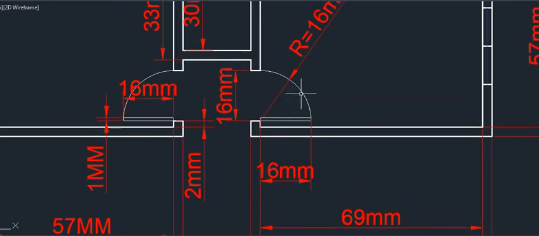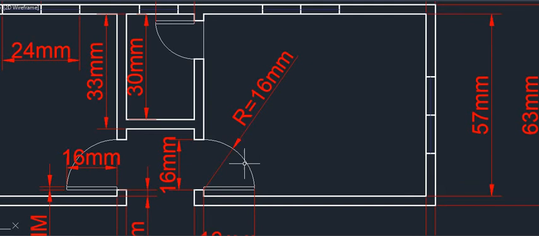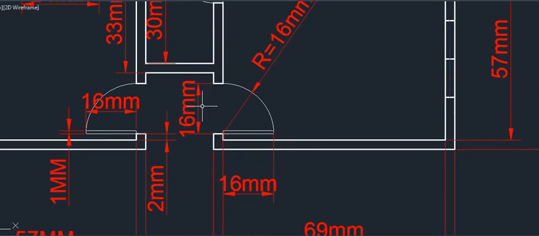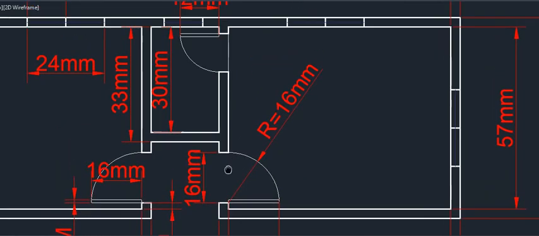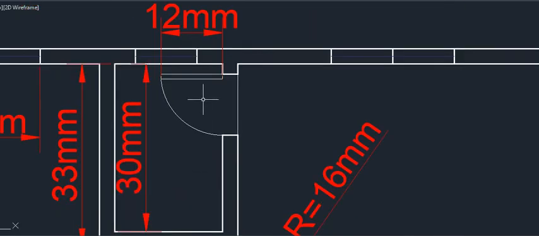And then the radius for the door opening or the door swing is just the same as the measure of our opening. So 16 millimeters, we'll be using the radius of 16 millimeters. Here the radius for our door swing for the CR is 12 millimeters. So just use the door opening to measure or to draw the arc.